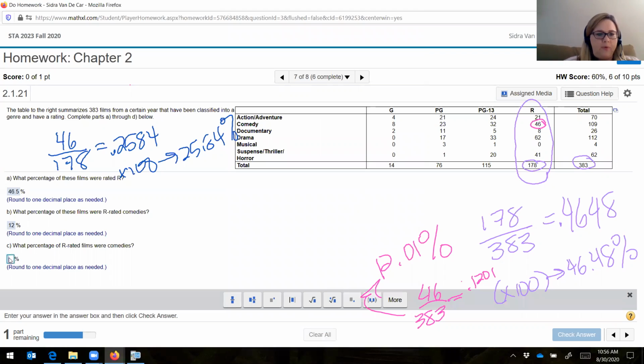Now, let me point out to you again what the difference between these two questions is. These two were both saying what percentage of all films. But this one was saying what percentage of just the R-rated. So I look in the R-rated column, and the total there is what goes in the denominator.